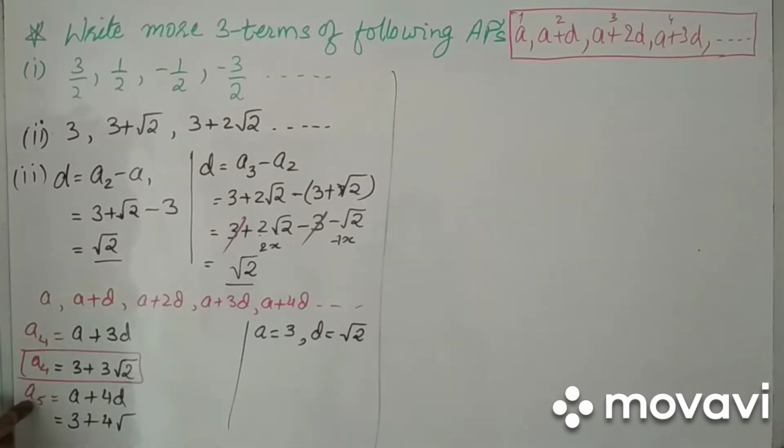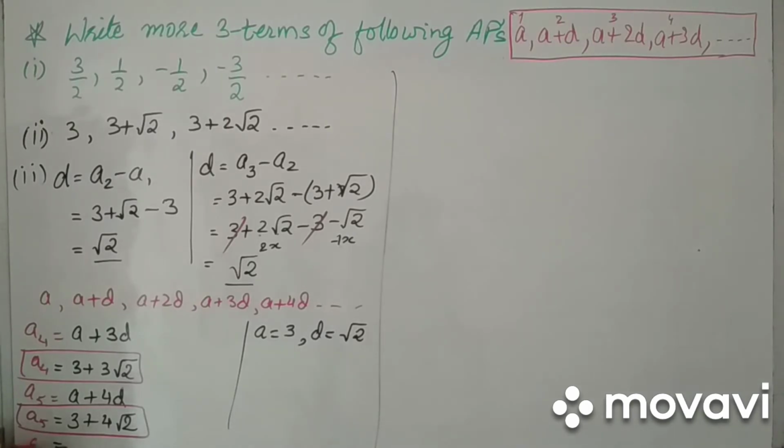Second is a5. a5 is equal to a plus 4d. A means 3, 4 multiplied by d. D is my root 2. So this is my a5. So how easily you got it?